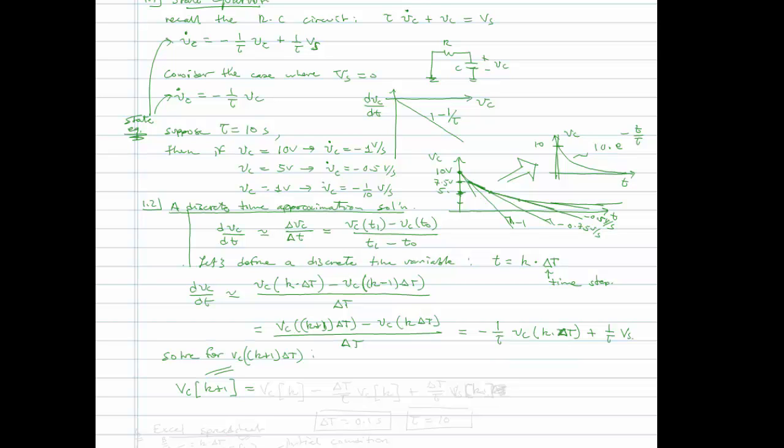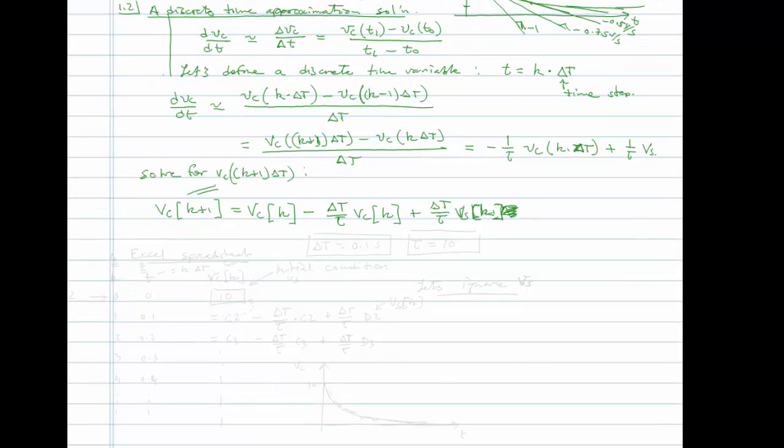Vc of k plus 1, at time k plus 1, which is k plus 1 times delta t, is going to be equal to Vc at time k, minus delta t over tau times Vc at time k, plus delta t over tau times Vs. I should say Vs is at time k as well, because Vs could in general be changing with time.